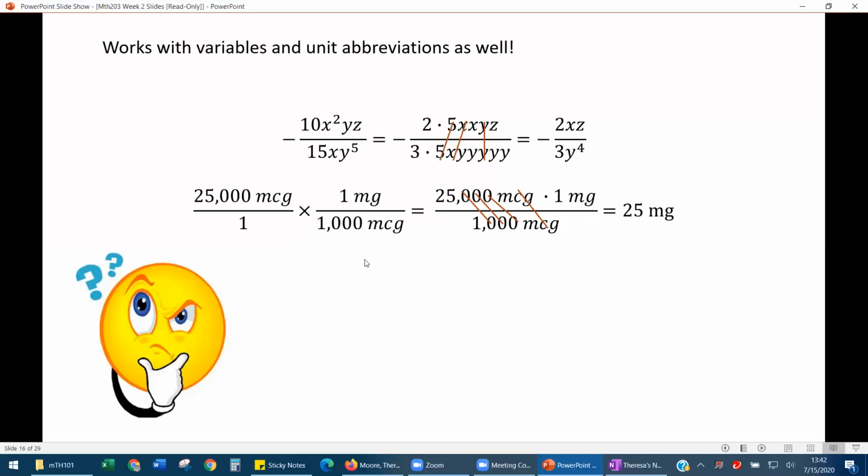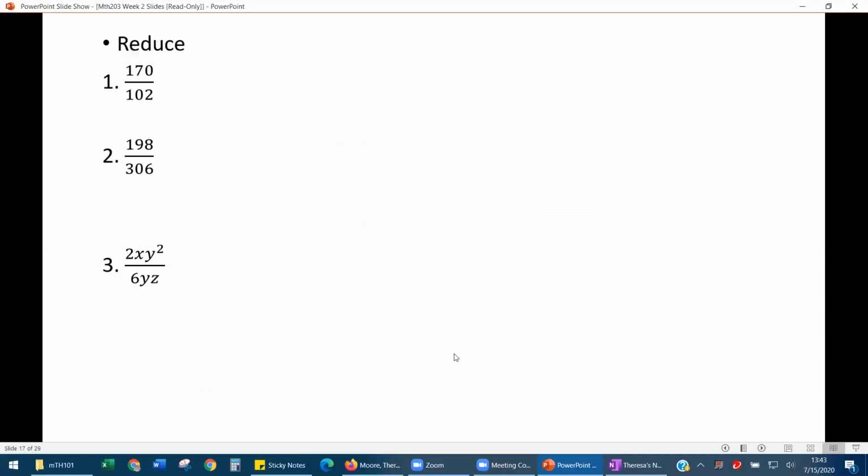And this is actually a conversion. If I were to convert 25,000 micrograms to milligrams, 25,000 micrograms is 25 milligrams. And you'll see more of that when we get to dosage. So let's try reducing these.